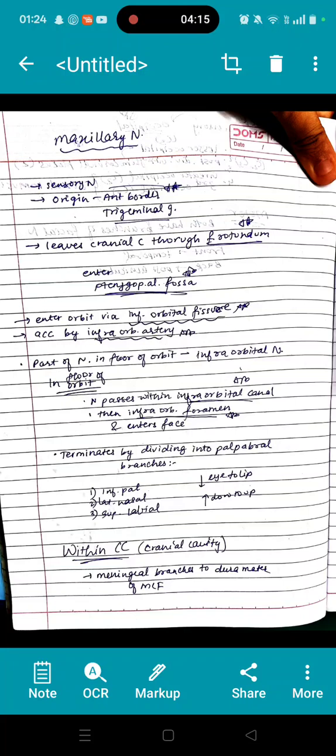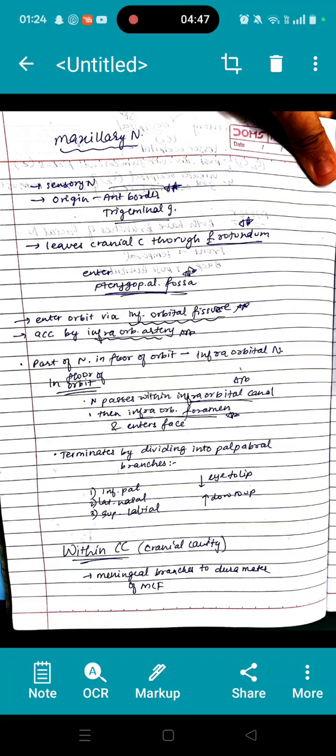The continuation of the nerve in the floor of the orbit is called the infraorbital nerve. In the floor of the orbit, it passes within the infraorbital groove and canal, then the infraorbital foramen, and then the face: groove, canal, foramen, and face. It terminates by dividing into three branches on the face: inferior palpebral, lateral nasal, and superior labial.